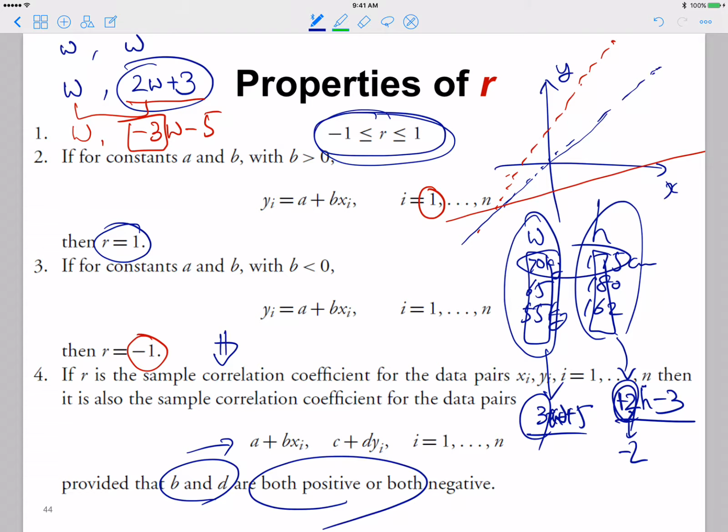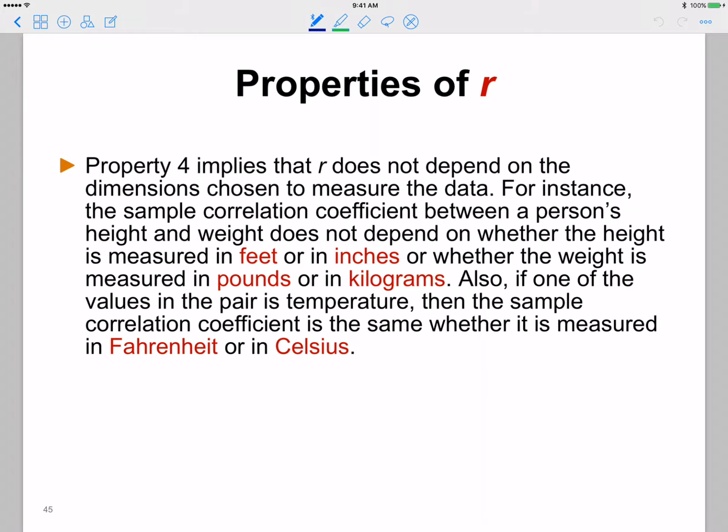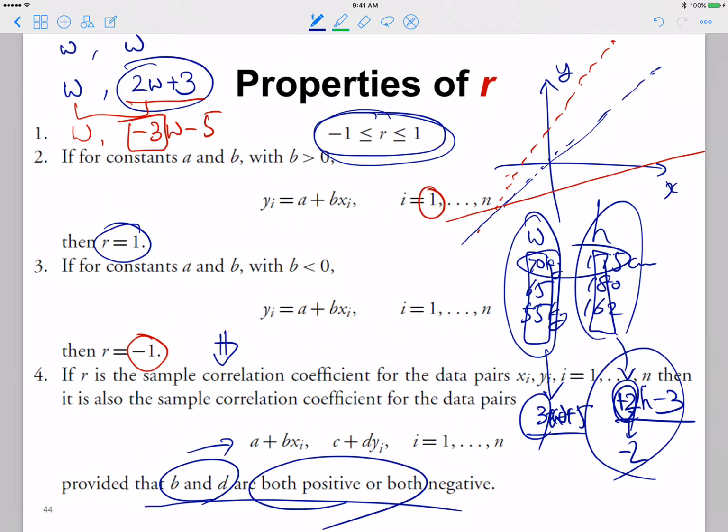So in this case, the correlation coefficient will get the negative value of the original value. So if they have the same sign, whether both positive or both negative, then the correlation coefficient will be preserved. With some derivation or mathematics, we can easily prove these properties.